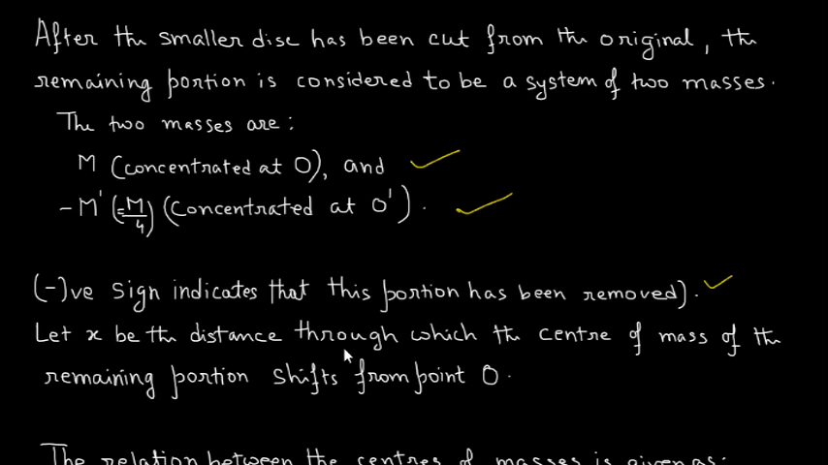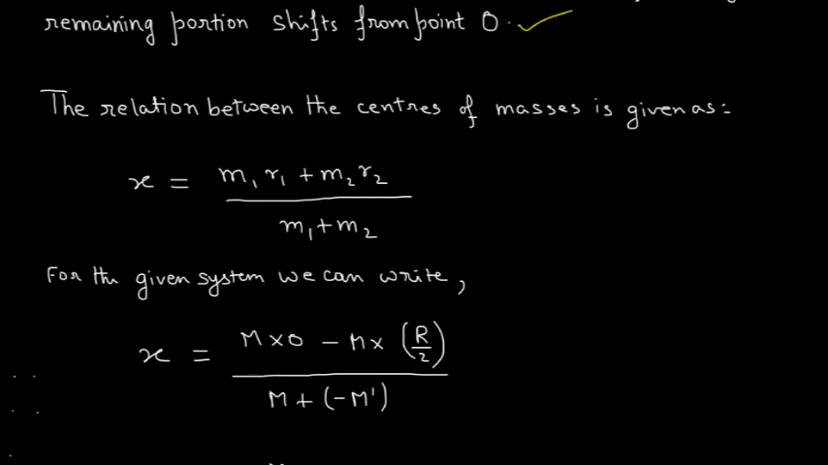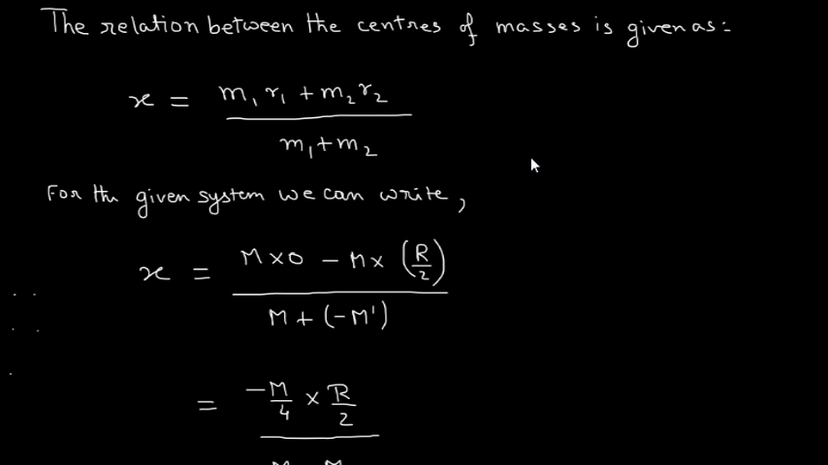Let x be the distance through which the center of mass of the remaining portion is shifted from point O. The relation between the center of mass is x is equal to m1 r1 plus m2 r2 upon m1 plus m2. For the given system, we can write x is equal to m multiplied by 0 minus m multiplied by r by 2 upon m plus minus m dash.